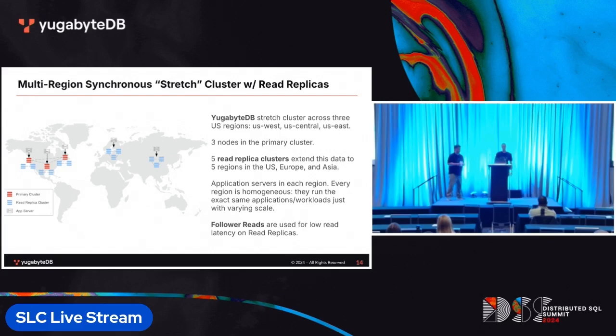And then outside of the primary cluster, they have 5 separate read replica clusters. These allow them to extend that data in a read-only fashion to further away geos like Europe, like Asia, to serve some of that low latency reads. Each one of these regions is completely homogeneous when it comes to their application stack, meaning it's the same microservices running. The only real difference is varying scale. Obviously, you're going to have some regions that are more popular than others, especially as you first start to expand globally. And one of the things that they're doing, especially in the read-only regions, is using what we refer to as follower reads to serve some of that low latency read needs in those regions.